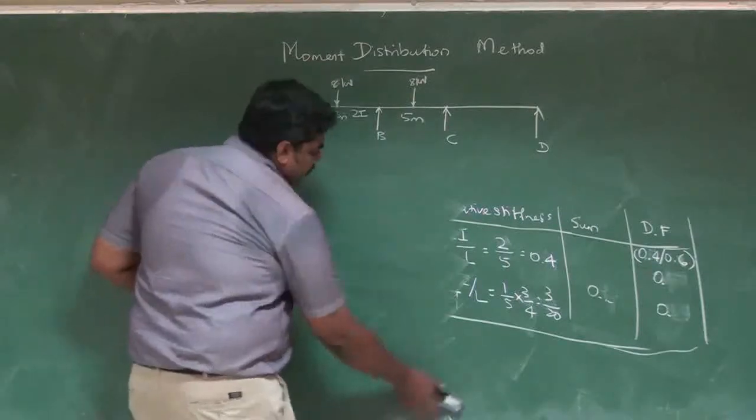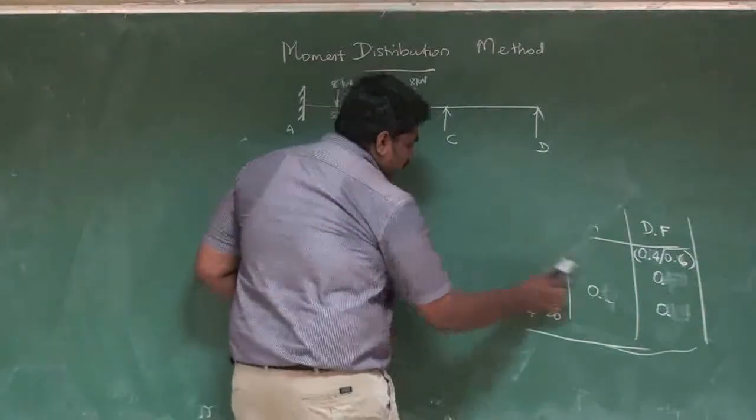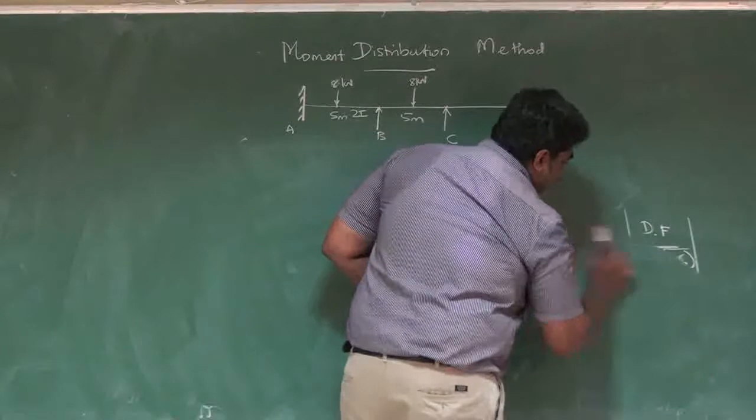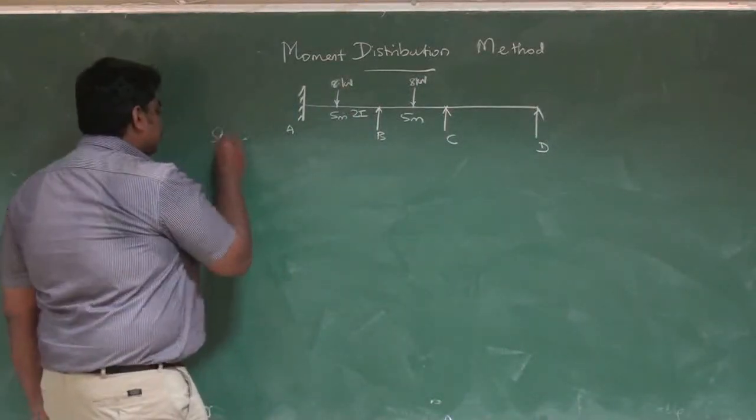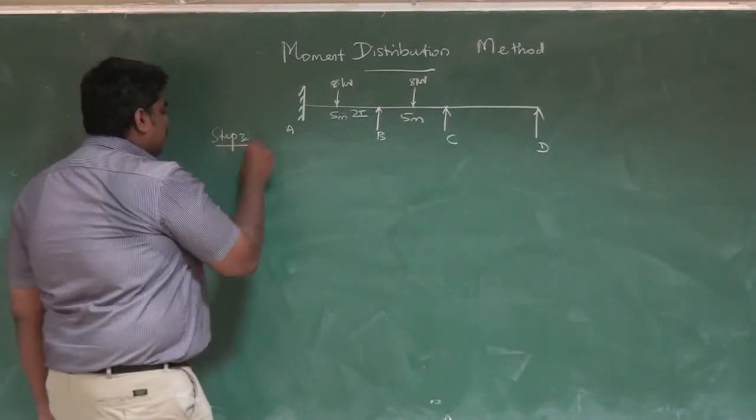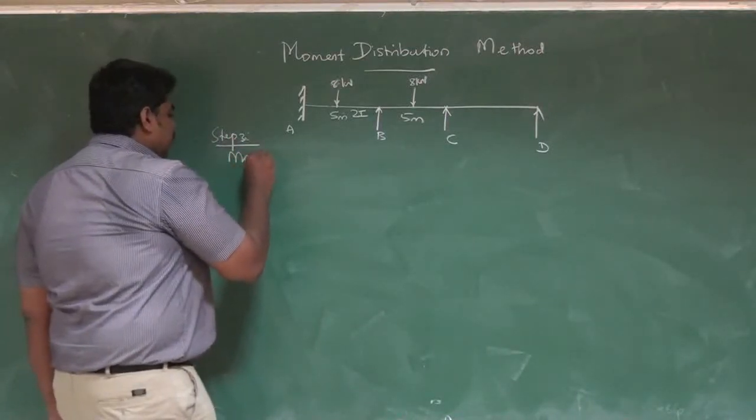And the third step which we should know is the distribution factor table, that is the moment distribution table, which will be step number 3. Step number 3 is moment distribution.